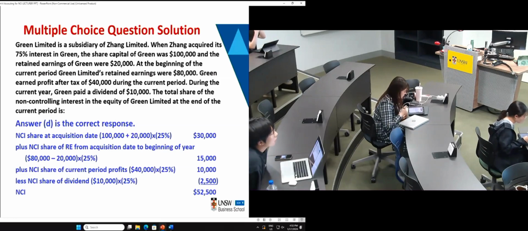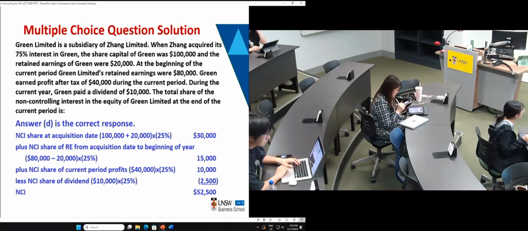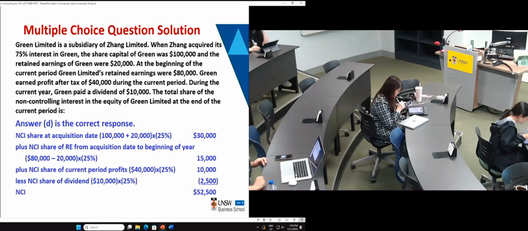Now step 2, let's look at the changes in the subsidiary's equity balance. Now share capital is the same, right? The change results from retained earnings. So you can look at the retained earnings opening balance is 80,000, minus the balance on acquisition date. So the change is 60,000, right? Then 60,000 multiplied by 25%. So we allocate that to NCI.